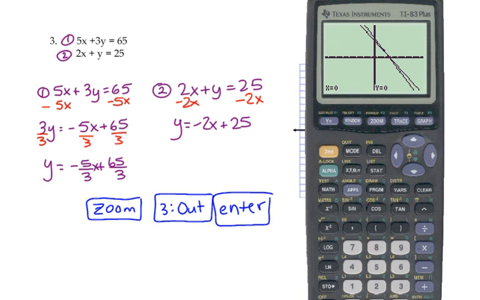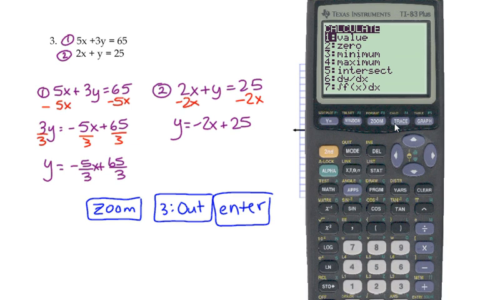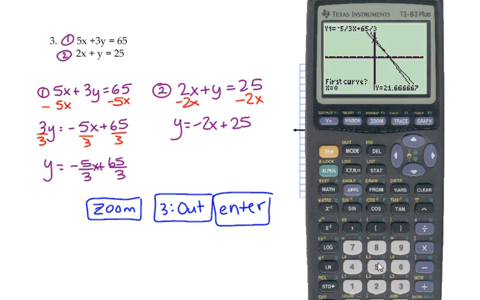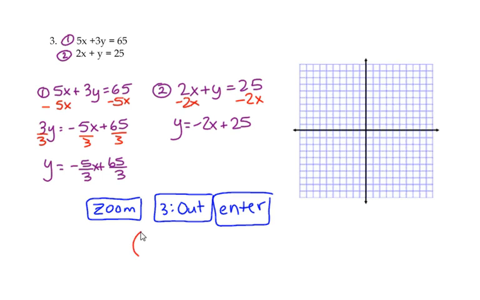Right? Now, how do we find the intersection on our calculator? You can't see yours? Second, trace, 5. Enter, enter, enter. And our solution is 10 and 5. Okay, so zoom 3, enter. Zoom 3, enter. Yeah, you have to push enter.